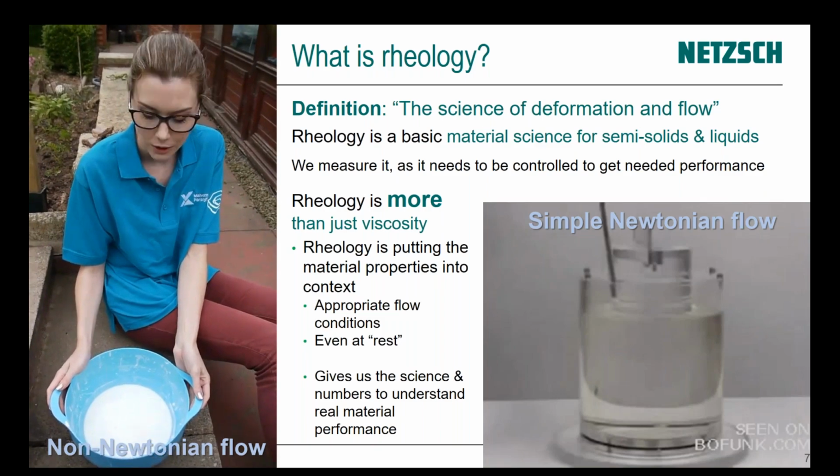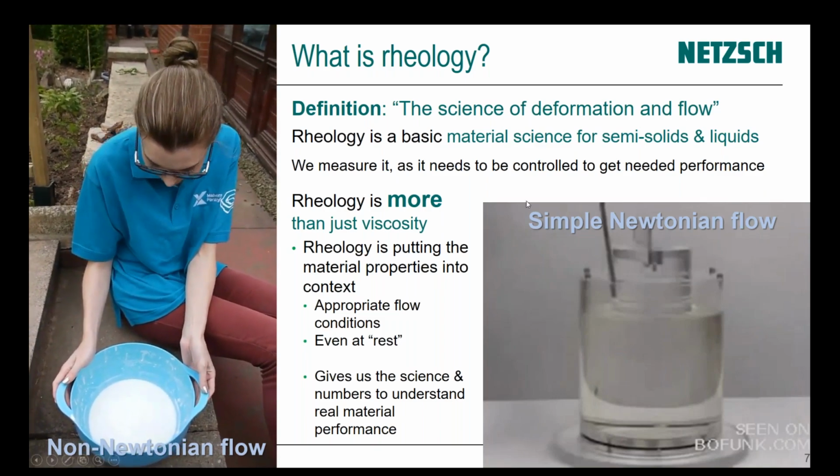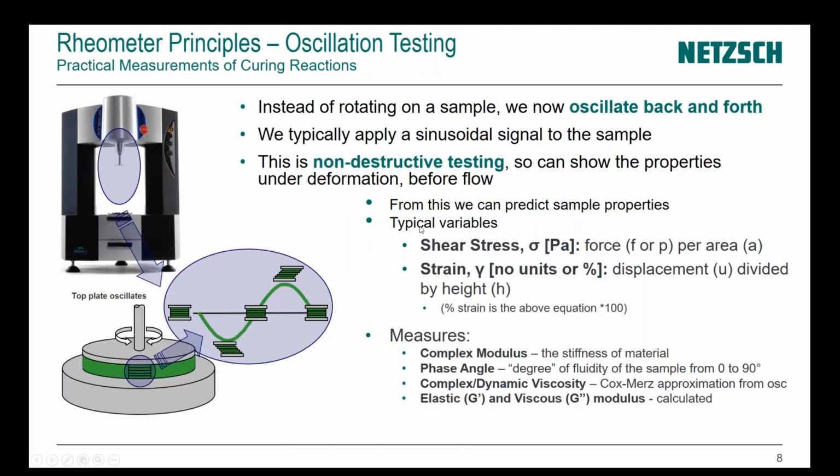So what we'll do is put this into the context of a curing reaction. Let's get these numbers to understand how the material behaves. Of course, to measure rheology, what you need is a rheometer. And yes, we say the science of deformation and flow, but for curing, very much the primary measurement choice is oscillation testing, looking at this deformation. So instead of flowing the material, we look at oscillating back and forth on the material. We apply a sinusoidal signal to the material, just twisting it back and forth.